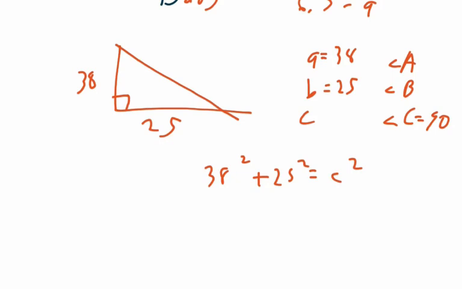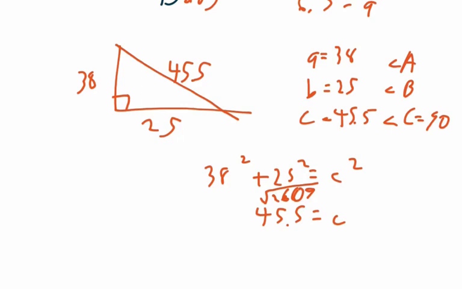So when I find this out, I got 45.5 equals C, because it was the square root of 2609. And so when we got 45.5 over here, that's 45.5.